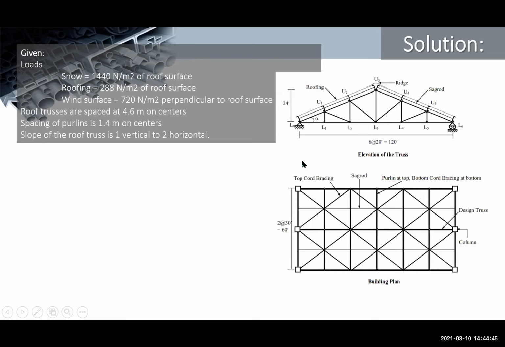So, this is just an example, because we just want to visualize. So, the slope of the truss is 1/2. This is the slope. You need to be able to visualize it, no? The spacing of the truss is 4.6 meters. I will be using the same figure that I used earlier.